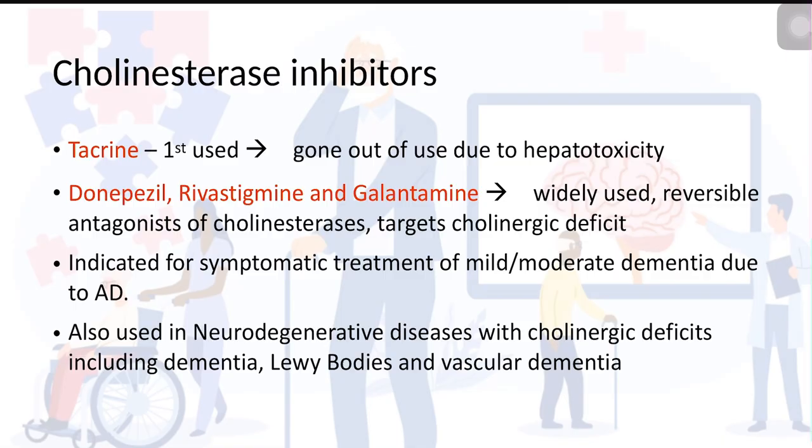Tacrine, which was first used, now it is not in use due to the cause of hepatotoxicity. Coming to the next, that is Donepezil, Rivastigmine, and Galantamine. It is widely used now. It is reversible in nature, and it targets the cholinergic deficits. Indicated for the symptomatic treatment of mild moderate dementia due to AD. These 3, Donepezil, Rivastigmine, and Galantamine, can also be used in neurodegenerative diseases including Lewy body dementia, vascular dementia.